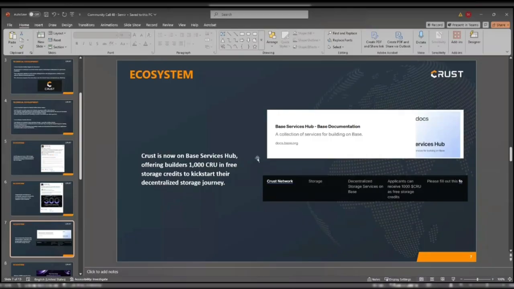They're going through alphabetical order, so it's almost at the top where you can see Crust Network. You can see what the project is offering and what it is about, storage. And you can also see the form which you would need to fill, as well as what you can get after you request it.